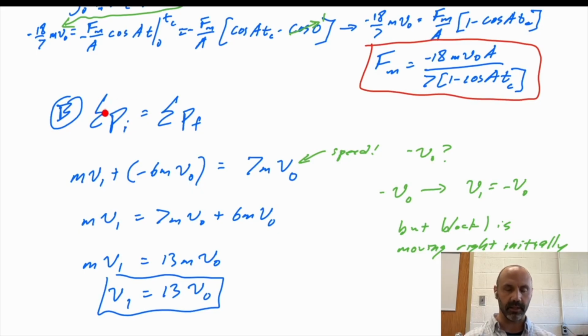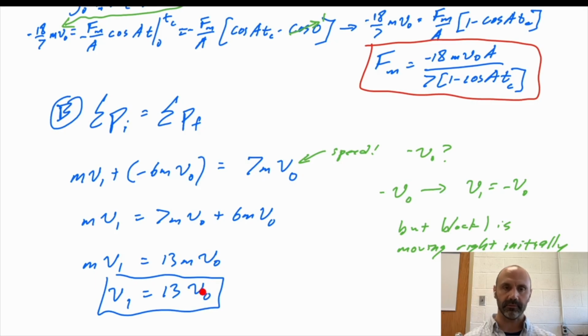That's how I've gotten used to writing that. You can write p net, the net momentum. All right, and so we have m v1 plus negative 6 m v naught. Forget the negatives, the negatives get a little bit tricky. And then 7 m v naught. I'm not going to try the negative just yet, I'll just leave it here for now. And so now I'm solving for v1, trying to get v1 in terms of v naught. When we solve for v1, we end up with v1 equals 13 v naught.